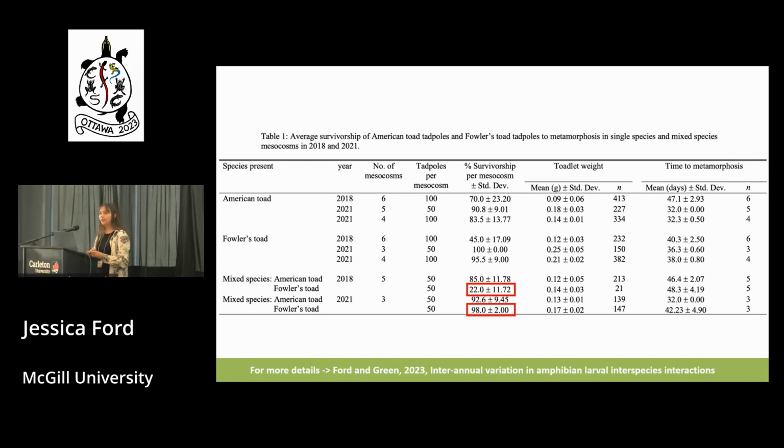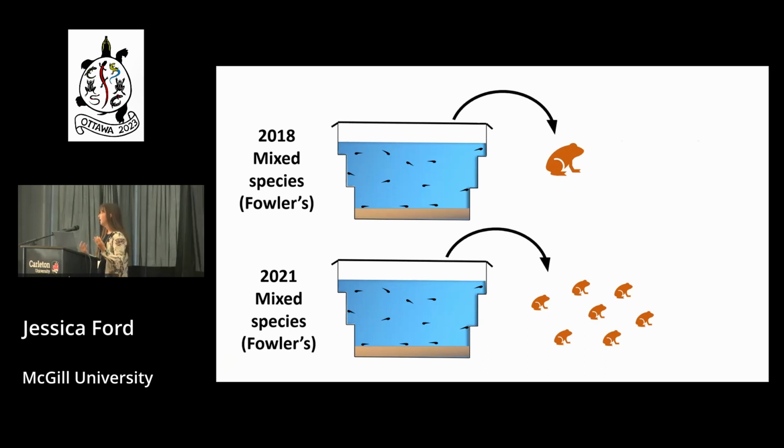98% of the Fowler's toadlets that were raised with American toadlets lived. They did just fine. When we look at toadlet weight, though, there's a different story. So in 2018, Fowler's toadlets that emerged from mixed species mesocosms were significantly larger than their single species counterparts. And in 2021, we flipped that again. The Fowler's toads that emerged from mixed species mesocosms were significantly smaller than their single species counterparts that importantly were raised at the same density as them. So that had a negative effect. The American toad presence had a negative effect on Fowler's toads in both years, but the way that effect presented itself was different. So everything's different.